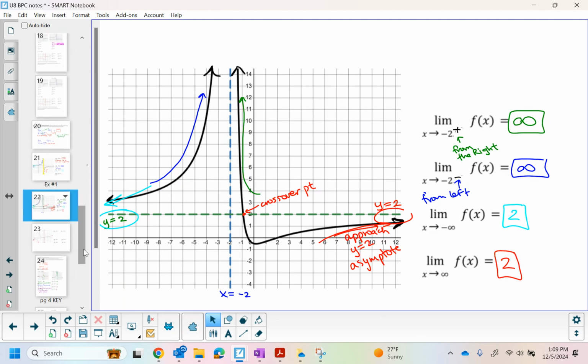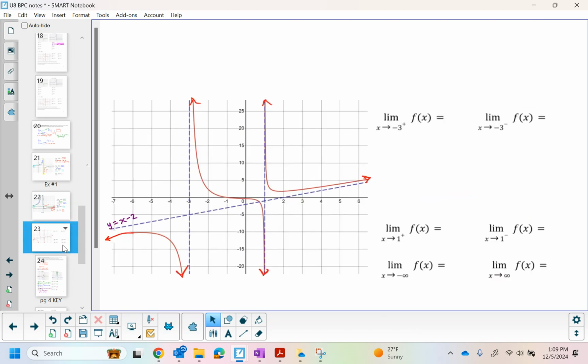Okay, on our final example, we actually have what's called an oblique asymptote, which means it is a slanted line. So this is called an oblique or a slant asymptote. So we'll come back to that in a moment. You'll see now we have two vertical asymptotes to deal with.